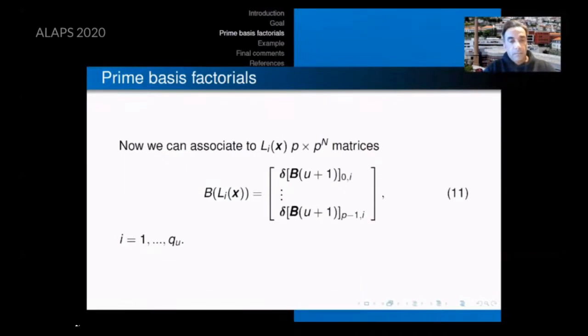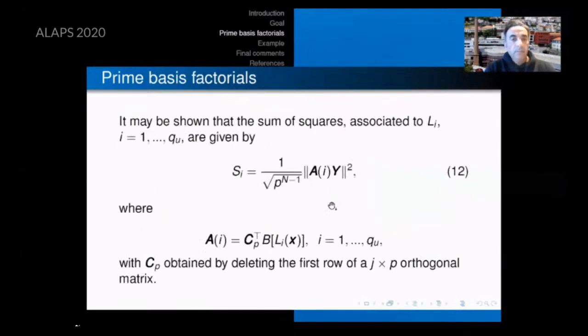Now we can associate this kind of matrices to the functions. So we'll have these matrices. It may also be shown that the sum of squares associated to that functions are given by this product, where AI is this product and CP is obtained by deleting the first row of a J times P orthogonal matrix.